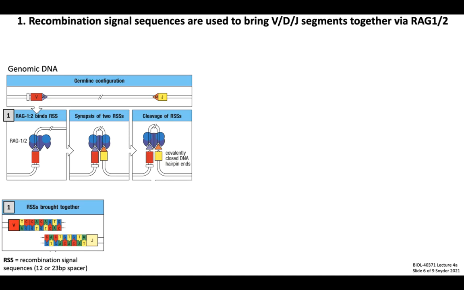It's also worth noting that an RSS with a 12 base pair spacer can only associate with another RSS with a 23 base pair spacer. And the distribution of these different length spacers amongst gene segments is what's actually responsible for ensuring that a V region can only recombine with a D or J region. So the 12-23 rule prevents a cell from accidentally joining 2 V regions together or 2 J regions together, etc. In the diagram at the top, the RSSs are represented by the purple triangle next to the red V segment and the orange triangle next to the yellow J segment. And the diagram at the bottom just shows the same step at the level of nucleotides.